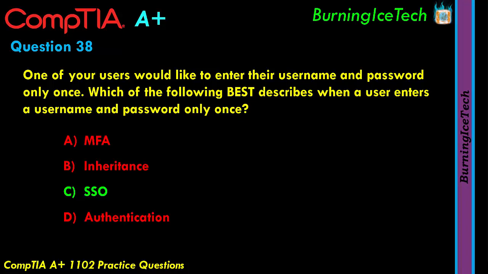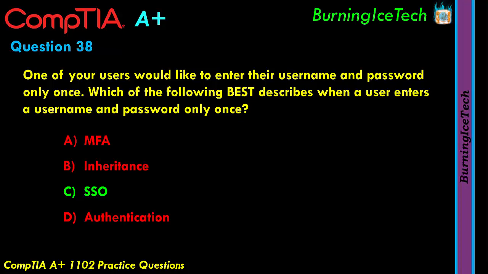If you look at answer A there, that's MFA, multi-factor authentication, which we discussed earlier in this video. That is when the user needs to prove they are who they claim to be, but in more than one form. B is inheritance, so that's more applicable to things like NTFS permissions, for example. So you apply a permission to a folder or something like that, and any sub folders will also inherit that permission. So that's more applicable to things like that.